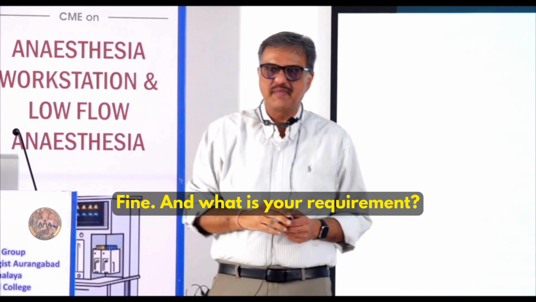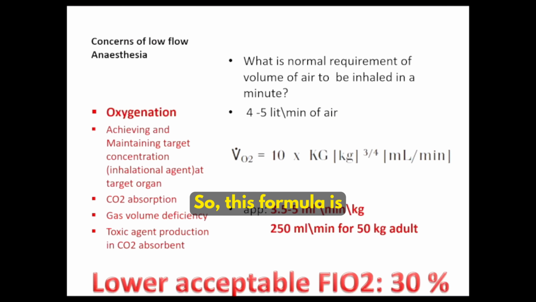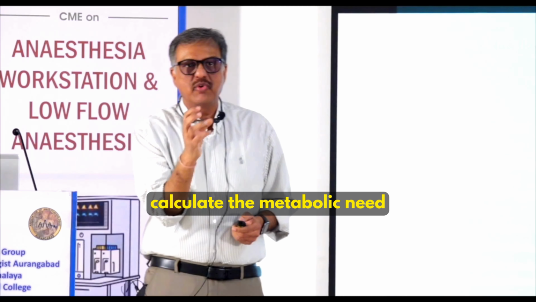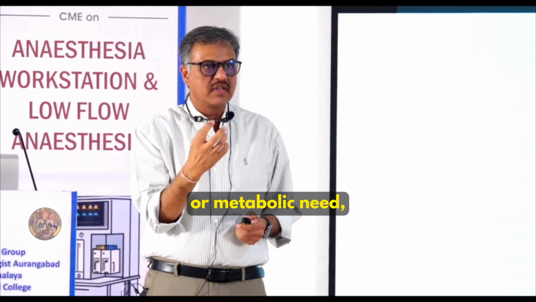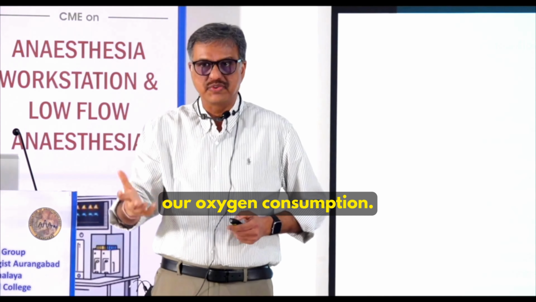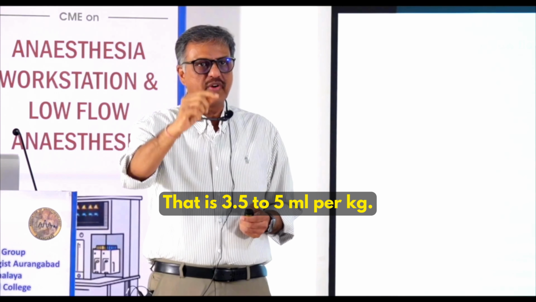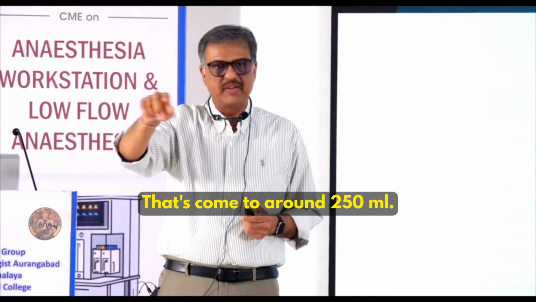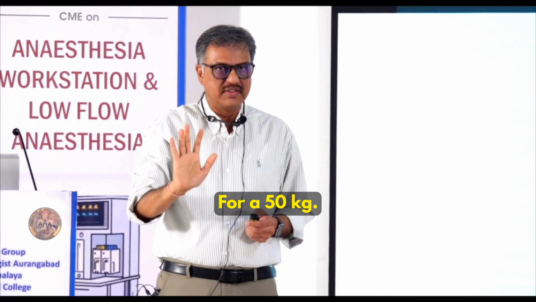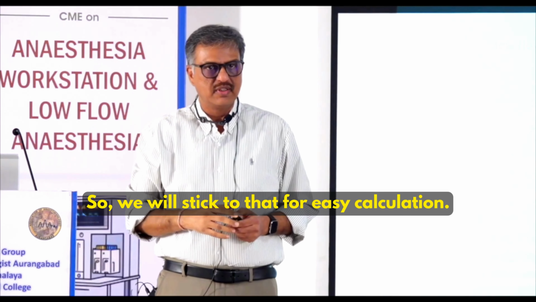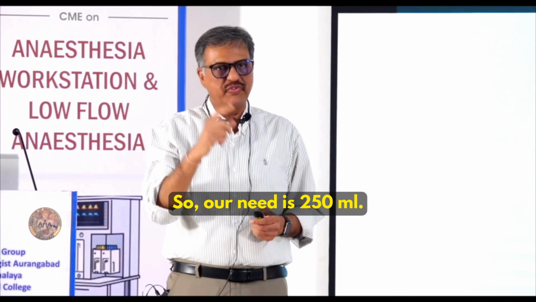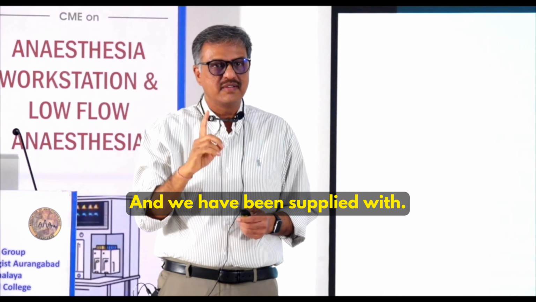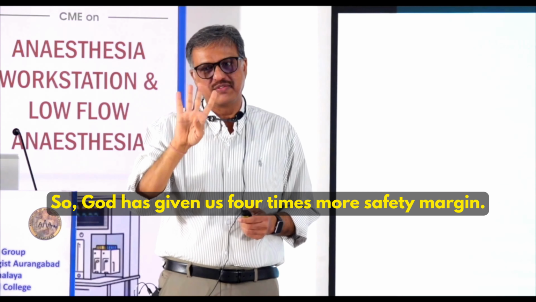Fine. And what is your requirement? This formula is a British formula through which you can calculate our metabolic need, our oxygen consumption. That is 3.5 to 5 ml per kg. That comes to around 250 ml for a 50 kg patient. So we'll stick to that for easy calculation. Our need is 250 ml, and we have been supplied with much more. So God has given us 4 times more safety margin.